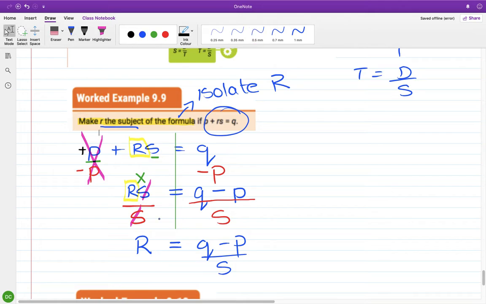Okay, so the rules, that idea of inverse operations, all that stuff, we learned that in the first couple of videos when we started algebra in chapter 5. If you have a plus something, you get rid of it with a minus something. If you have a multiplication, you get rid of it with a divide. It's the same, it's just that we're doing it with letters.